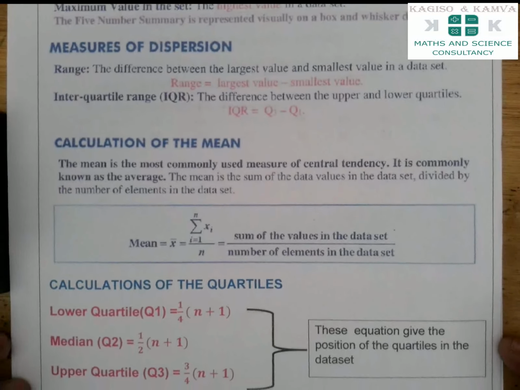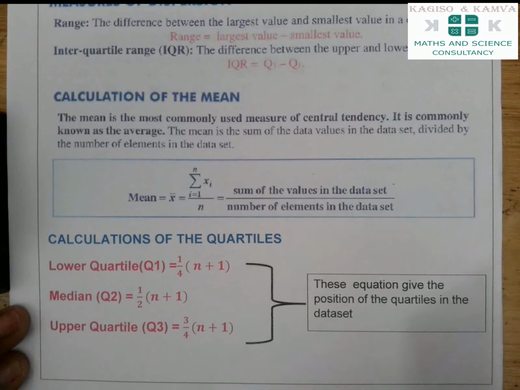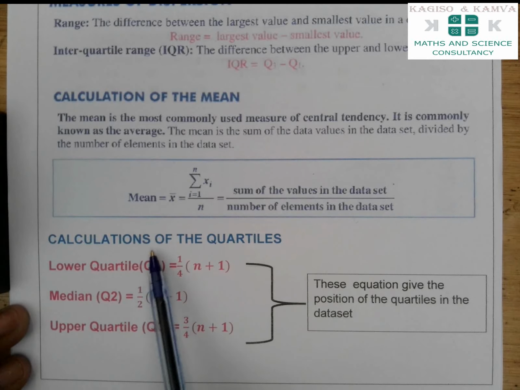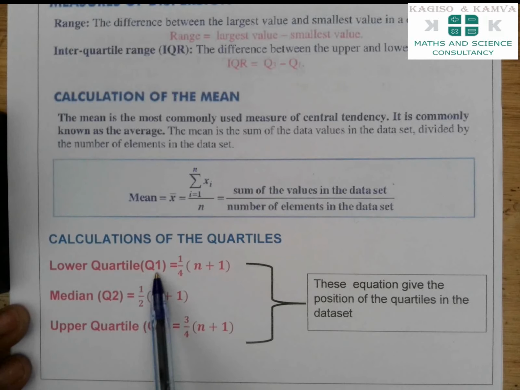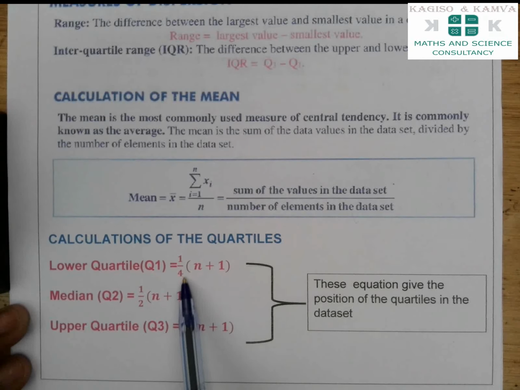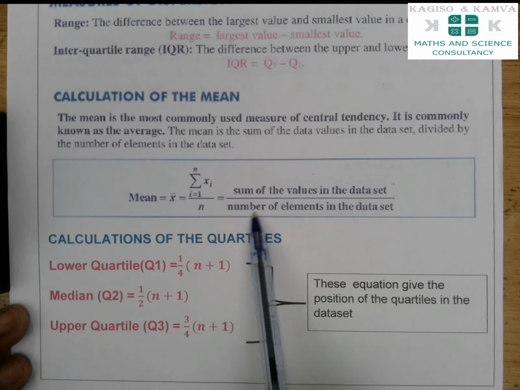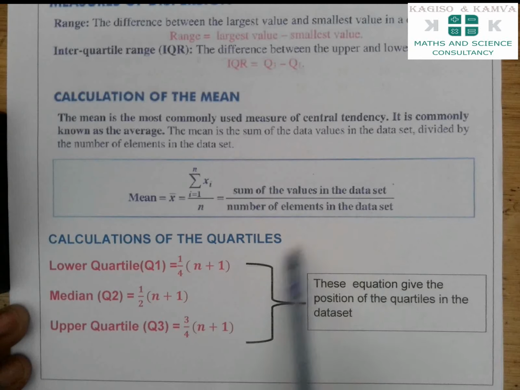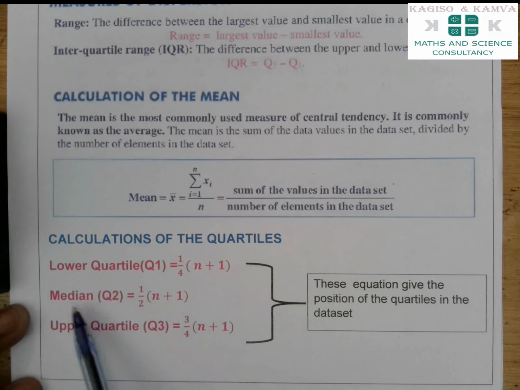So how can we calculate the quartiles, the upper quartile and the lower quartile? We can calculate them using these formulas. For the lower quartile, Q1 is going to be 1/4 (n + 1). This n is the number of elements in the data set, so we just add 1 there. For the median, it's 1/2 (n + 1). That is for the median.